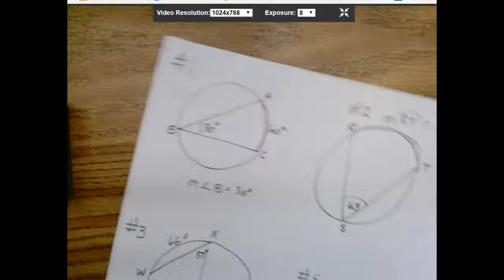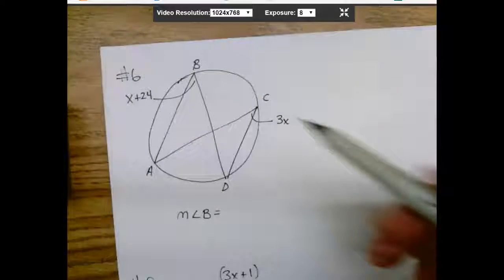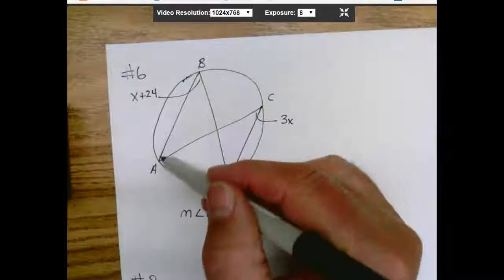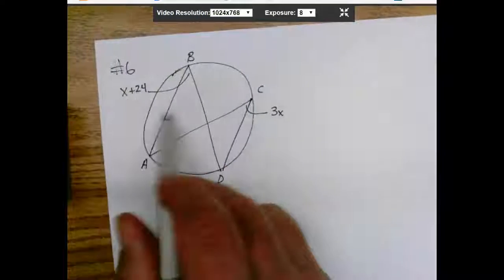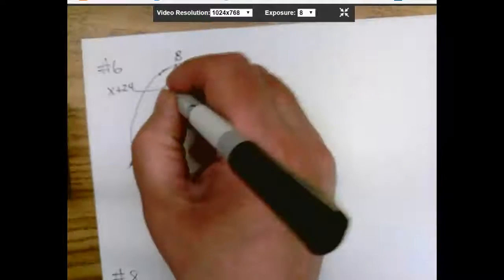Keep going. Some more examples. We got this one right here, kind of a similar one. Again, we see the overlap. We got this inscribed angle. It's going to be this down here, right? Same thing. So we know these are equal to each other. So this measure of angle B right here is the one we want to find.